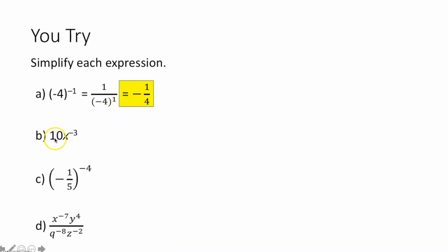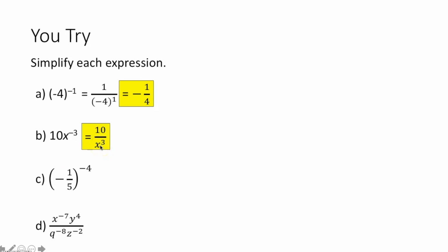Here we have 10x to the negative third. Notice there are no parentheses around the 10x, which means x is the only thing being raised to the negative third power. So to make sure my answer doesn't have a negative exponent, I take this x to the negative third power and I flip it. So it becomes 1 over x to the positive third power. Now when I multiply that by 10, the 10 just goes to the numerator, so I get 10 over x to the third power.